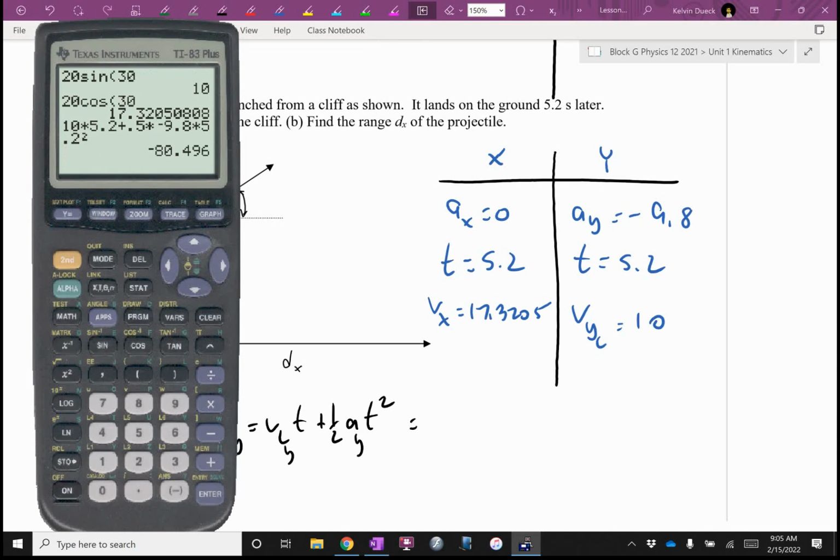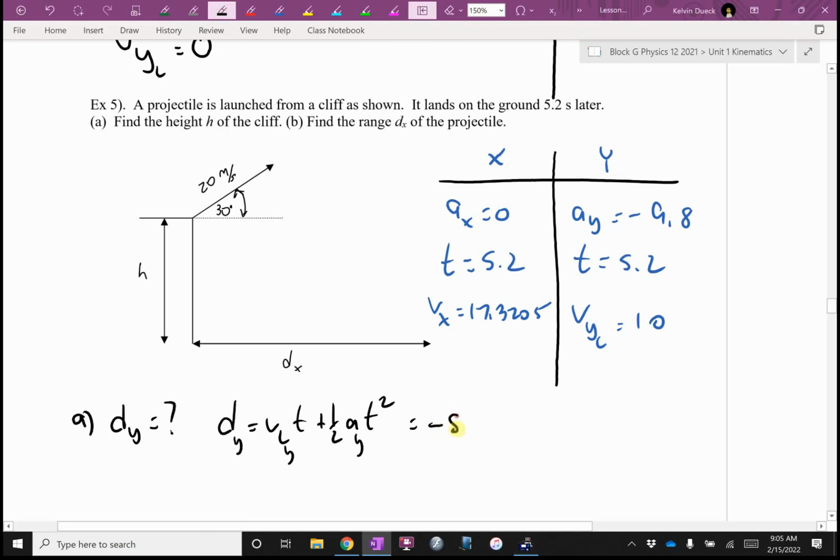Why did I get a negative answer? This is giving me a displacement. Did I end up below where I started? Okay, I'm good with that. I'm going to get negative 80.5. Height is technically a scalar, and so if this was a multiple choice question, I would probably have 80.5 to pick from, not negative 80.5, for what it's worth.